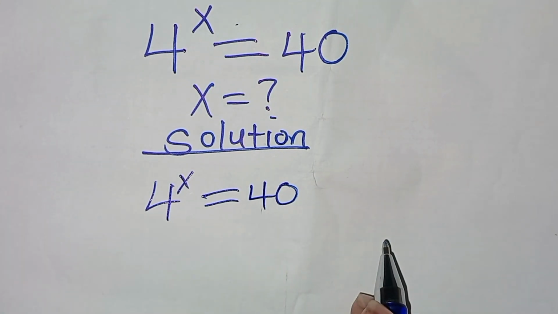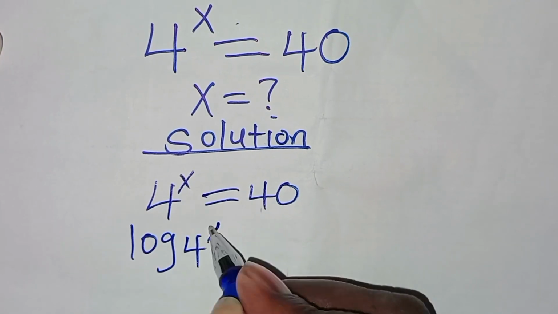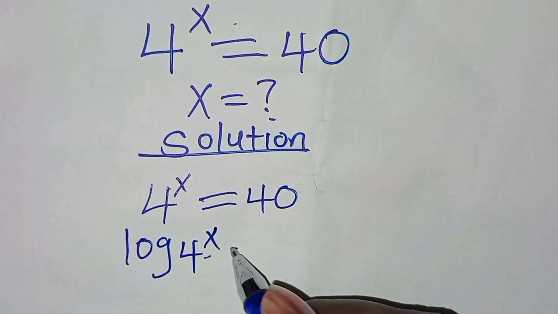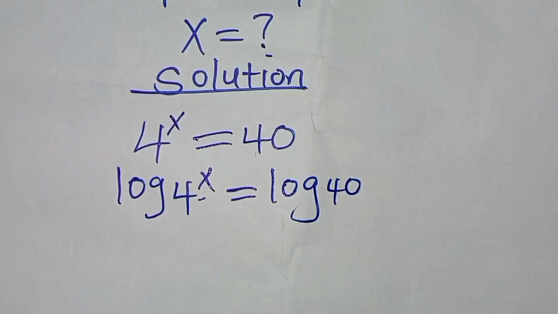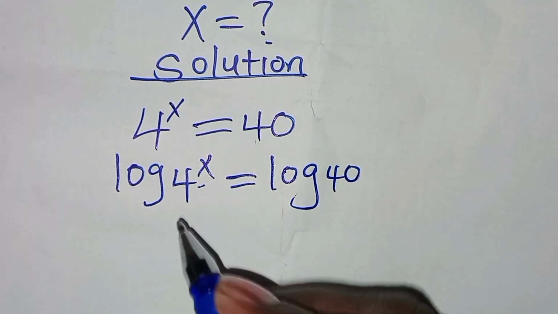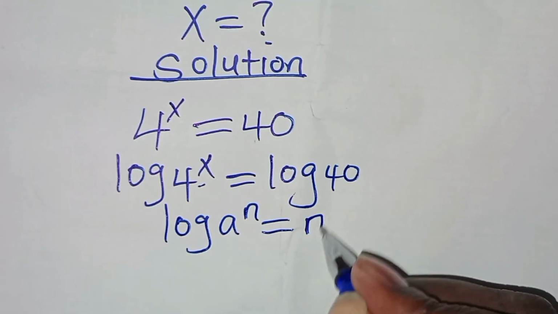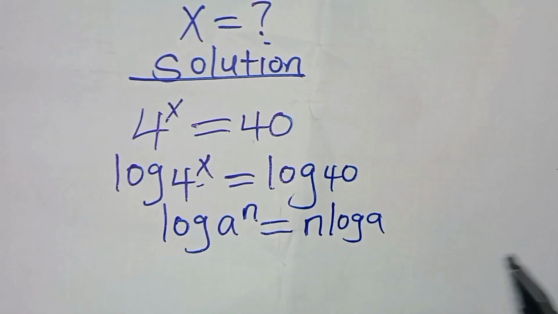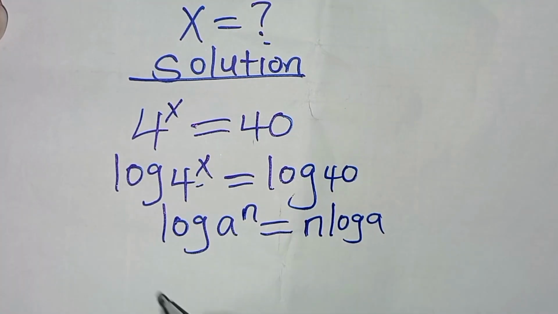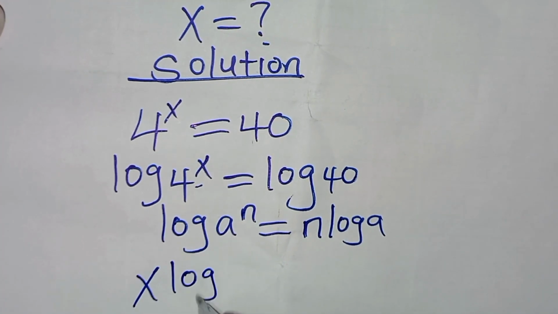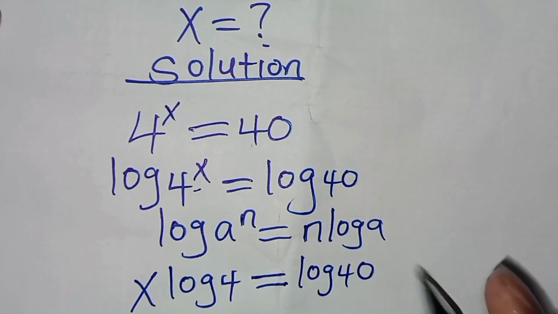Now to solve for the value of x here, we introduce the natural logarithm on both sides. So we'll have log 4 to power x equal to log 40. The next step here, log 4 to power x is in the form of log a to power n, which we can express as n log a. Applying this power rule property, log 4 to power x becomes x log 4, which is equal to log 40.